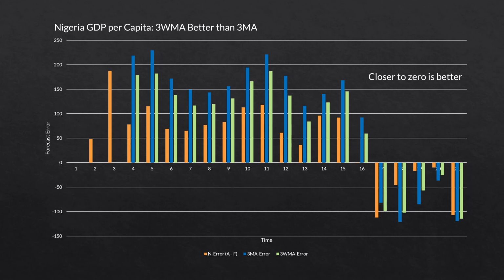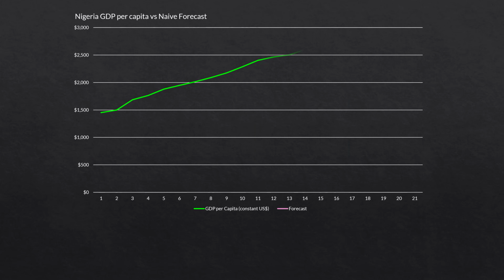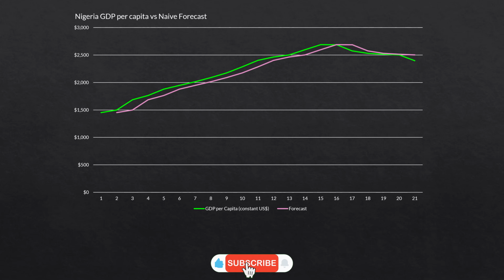And the 3-period weighted moving average, where we weight closer to the current time period that we're forecasting, is sort of in between the two. It's definitely worse than a naive forecast error, but it's definitely better than the 3-period simple moving average forecast error. Here's a chart of the actual data in green and the naive forecast in pink.